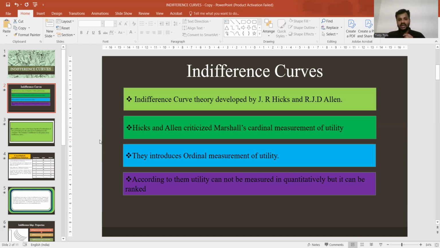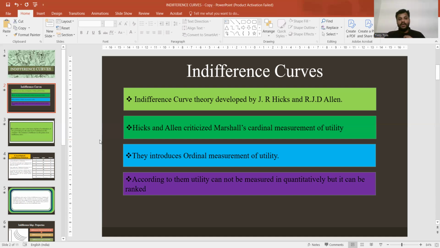So that's what R.J.D. Allen as well as J.R. Hicks conveyed in the ordinal approach. So indifference curve is mainly connected with the ordinal approach. What is the ordinal approach? It is a question we have to consider here. The ordinal approach conveys the idea that we cannot measure the satisfaction. Instead, we can rank the satisfaction. So indifference curve is a device or tool to rank the satisfaction.